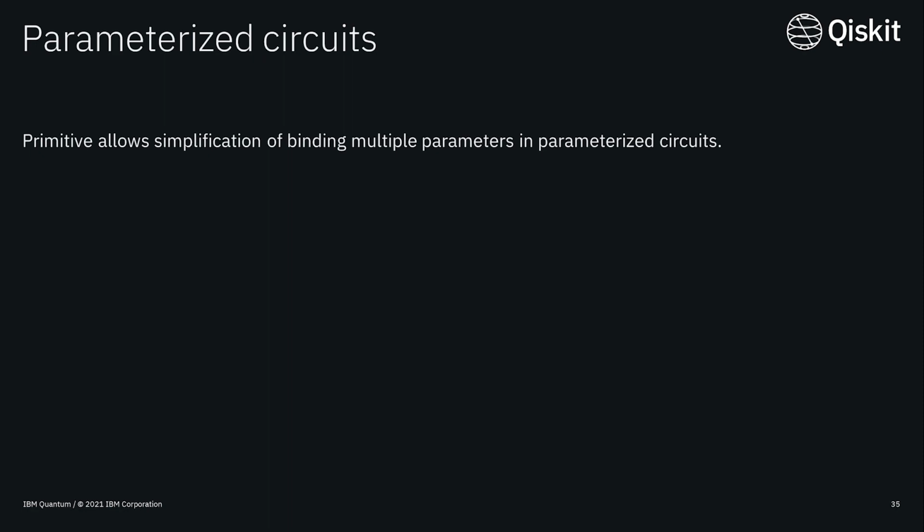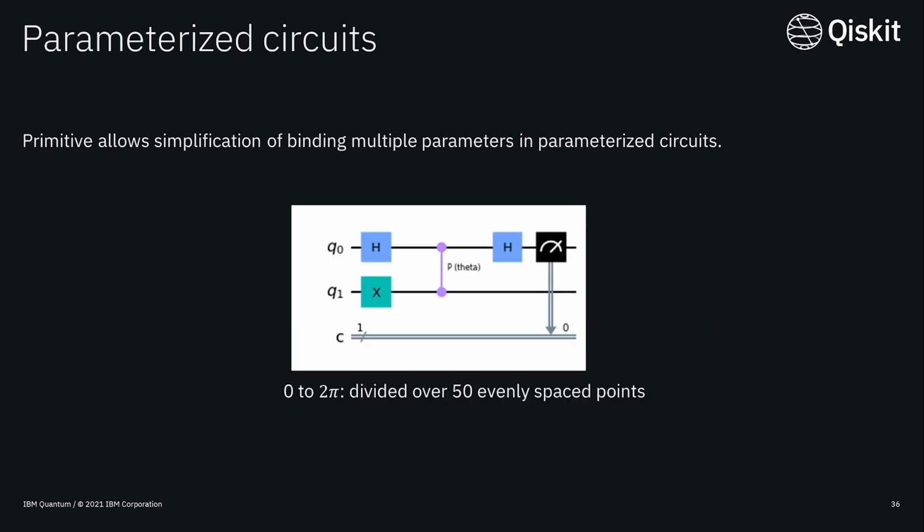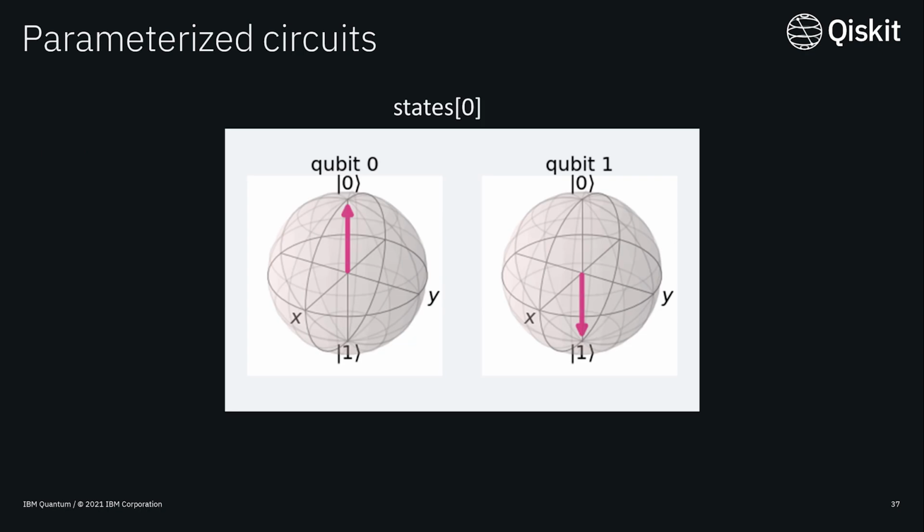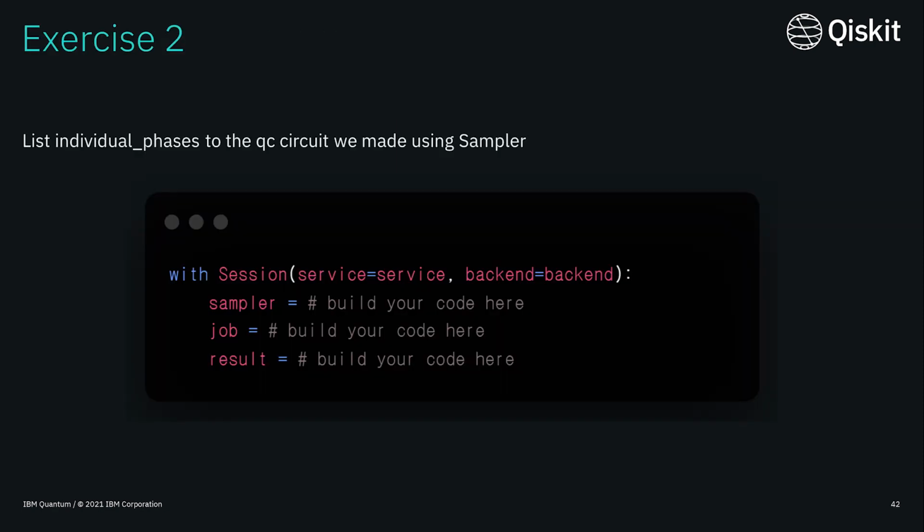Next, it is about the parameterized circuit. Primitive simplifies the binding of multiple parameters in the parameterized circuits. As an example, we will use P-gate to build this circuit in the image. Then we will provide 50 data points from 0 to 2 pi for the theta. As we can see the result from the circuit, as P-gate is executed, the Bloch sphere shows different rotations with different theta. Now we can execute this circuit with P-gate as our second exercise.